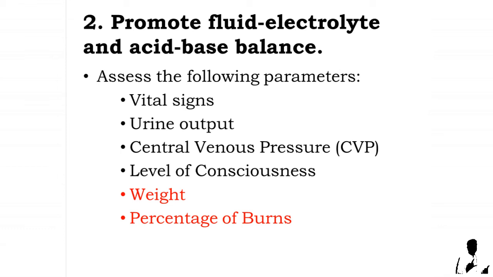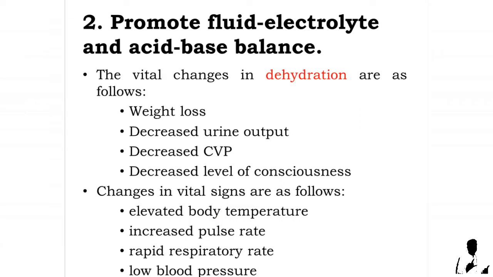2. Promote fluid-electrolyte and acid-base balance. Assess the following parameters. Vital signs. Urine output. Central venous pressure, CVP, level of consciousness, weight, percentage of burns. The vital changes in dehydration are as follows. Weight loss, decreased urine output, decreased CVP, decreased level of consciousness. Changes in vital signs are as follows. Elevated body temperature, increased pulse rate, rapid respiratory rate and low blood pressure.